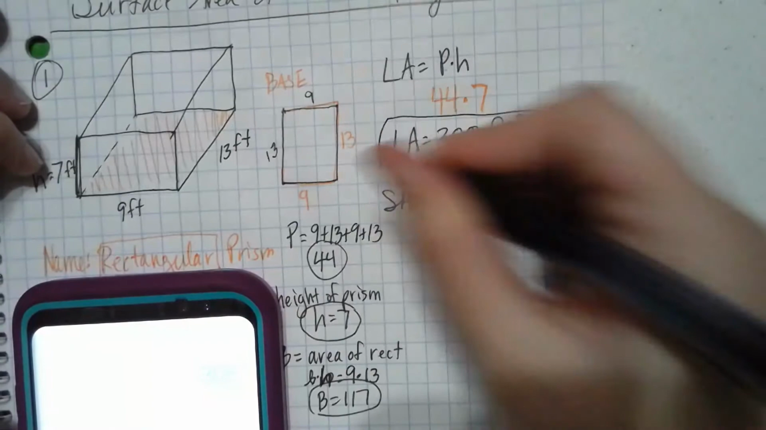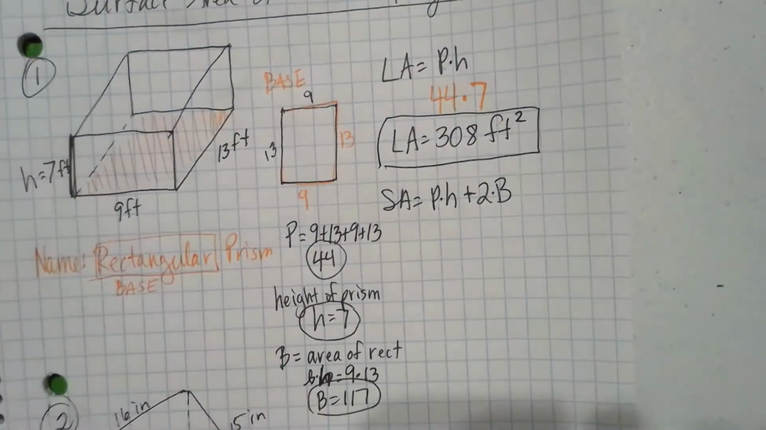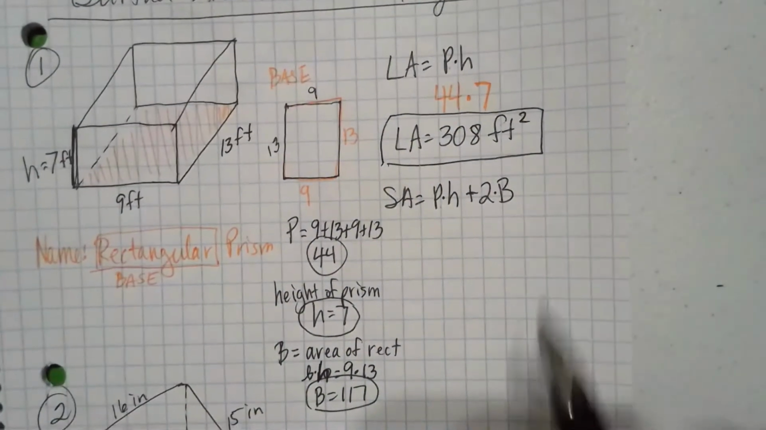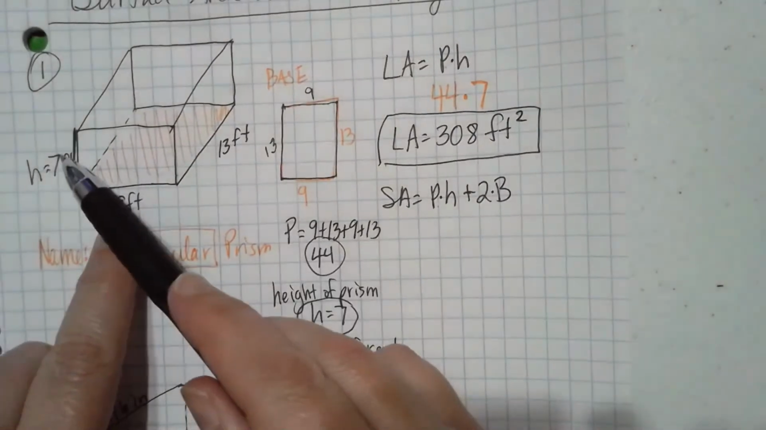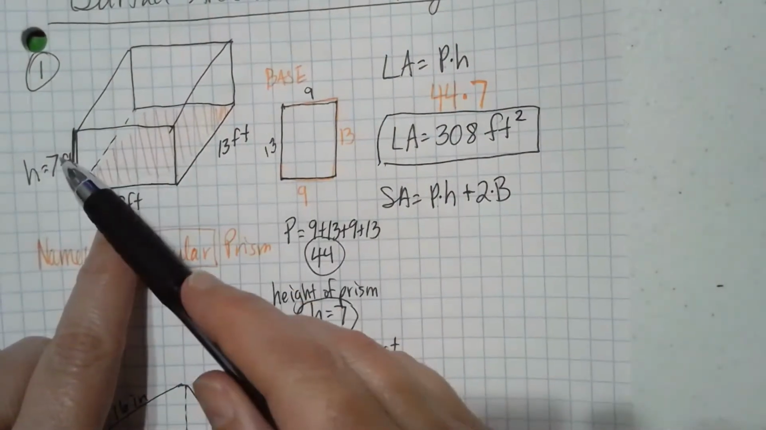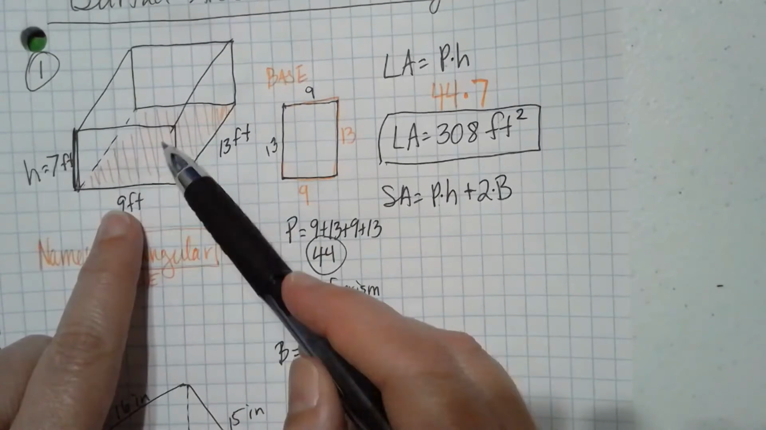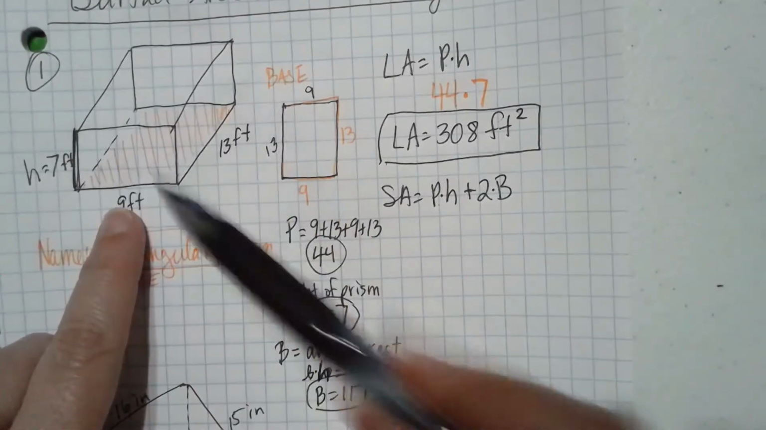Area is always squared. So that's the lateral area. That would be like around the middle here, not the shaded part, around the middle, like the walls. Okay, if the shaded part was the floor, right, around the middle.